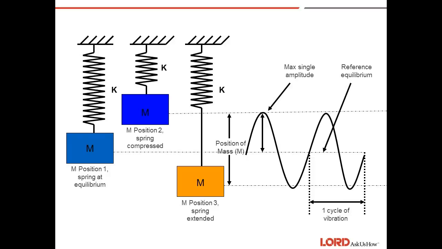The maximum single amplitude is the deflection of the mass from its position of equilibrium to its maximum displacement in one direction. The double amplitude displacement is the total deflection in both directions.